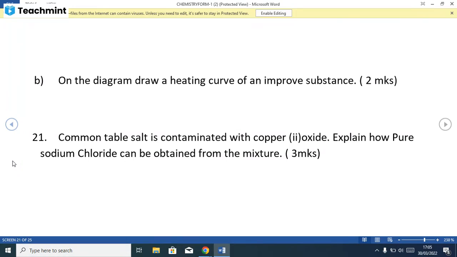Can you remember the solubility of copper 2 oxide? Is copper 2 oxide soluble or insoluble in water? Insoluble. Yes. Page 81 of book 1 KLB is talking about burning copper in air, then adding the product in water. You find that it is insoluble.